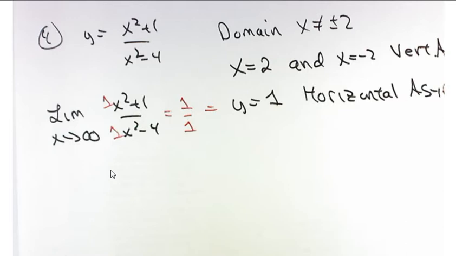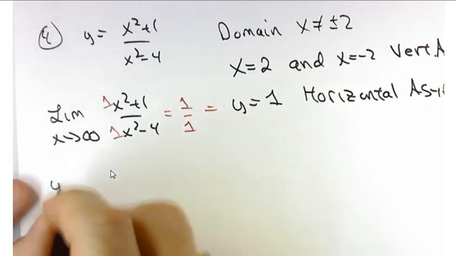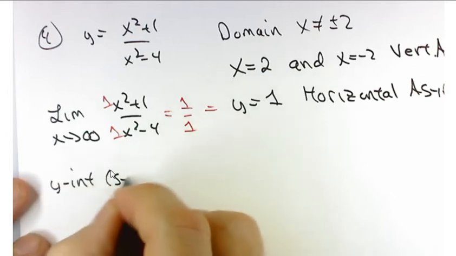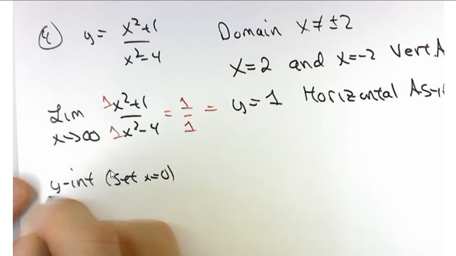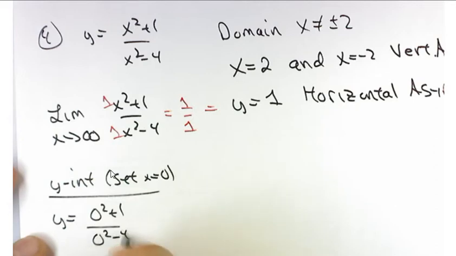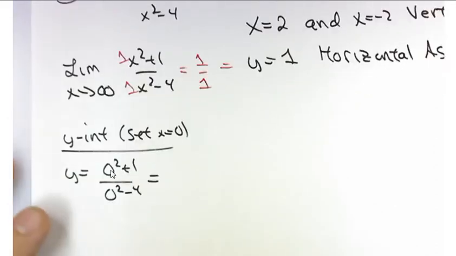What else can we look at? Well, we can look at the Y-intercept. So for the Y-intercept, set x equal to 0. If I set x equals 0, what do I get for the Y-intercept? Yeah, negative 1/4.